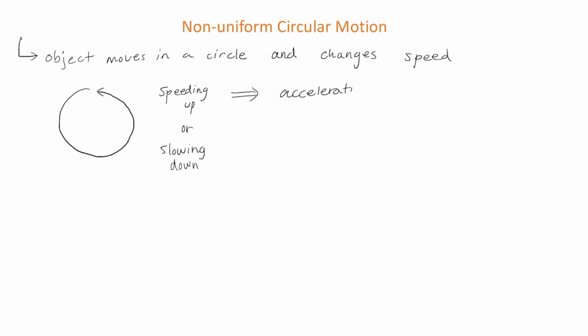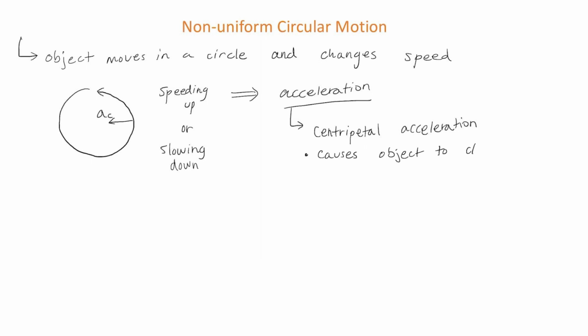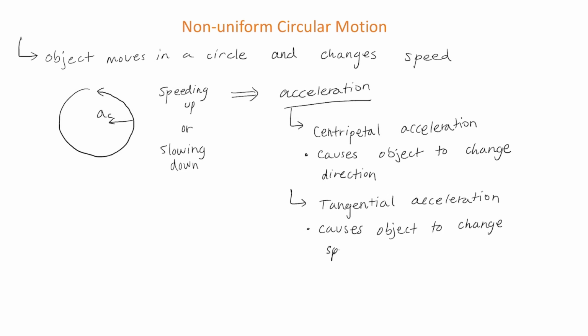Well, acceleration. But in non-uniform circular motion, we have three types of acceleration to discuss. Let's start with centripetal acceleration. You can see in our diagram that this acceleration vector points in towards the center of the circle. And centripetal acceleration is what causes an object to change direction. Next we have tangential acceleration. And tangential acceleration causes an object to change its speed.